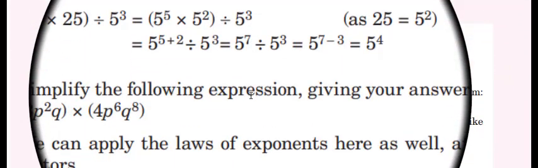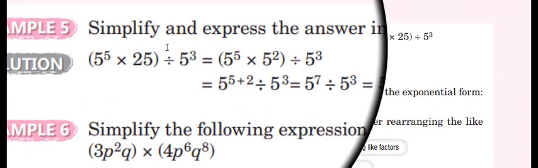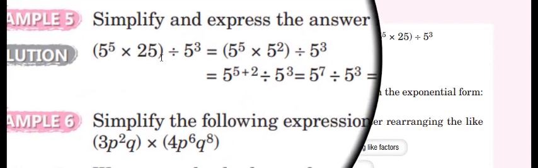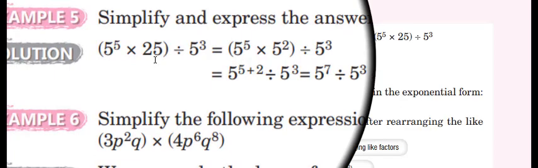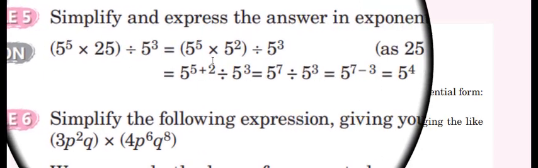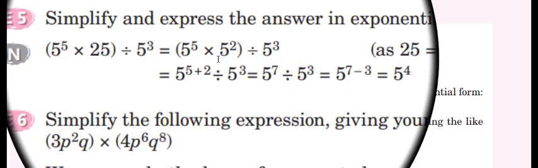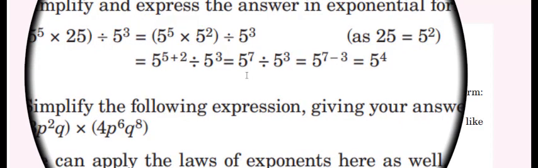Now let us come to the next example number 5. Simplify and express the answer in the exponential form. First of all we have to simplify, and as we know that 25 can be written as 5 square, so we can write it. Here the bracket has been given, so we'll solve the bracket first. Since the bases are same and the multiplication sign is there, we'll add the exponents, and the bracket gets removed in this manner, divided by 5 cube, which comes out to be 5 raised to the power of 7 divided by 5 cube, which is equal to 5 raised to 7 minus 3, because the bases are again same, having a division sign, so we'll subtract.